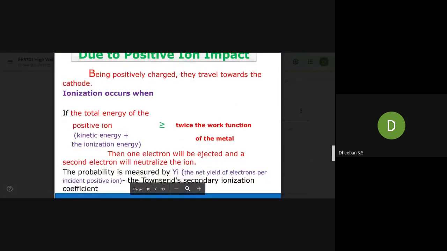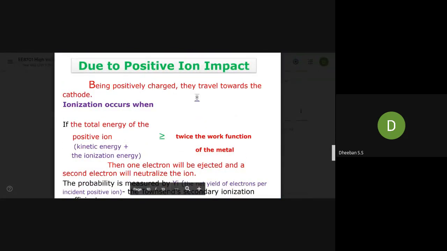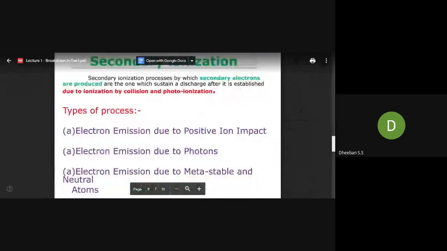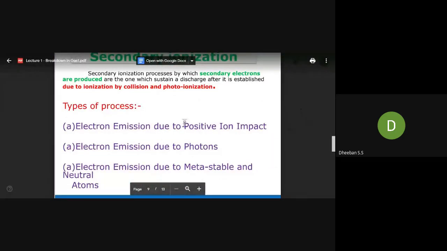How do the positive ions affect? Being positively charged, they travel towards the cathode, so then the ionization occurs. All this happens after the primary ionization. After primary ionization, this kind of process happens.